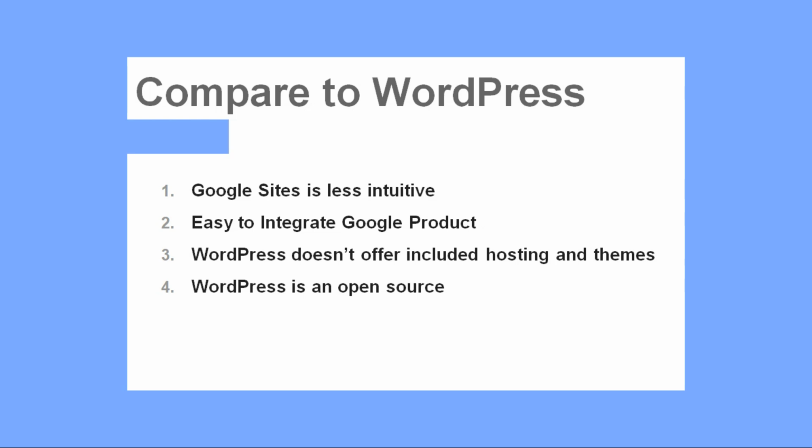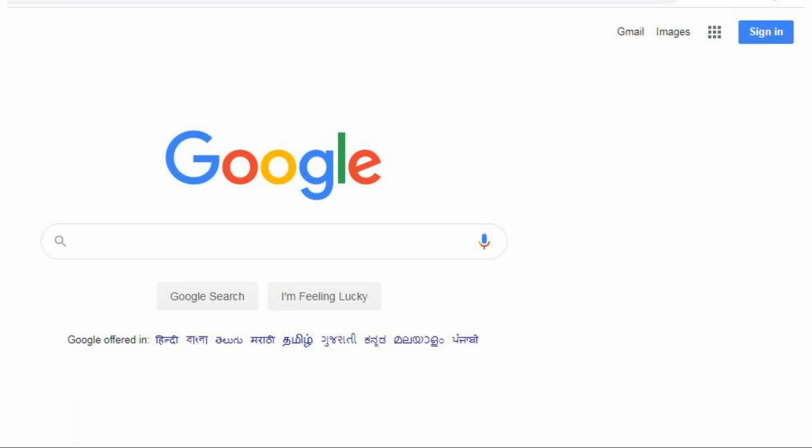Last, WordPress is an open source content management system, which means it has a potentially huge set of features. WordPress is highly extensible. You can add various plugins to get the desired functionality. So, without wasting much time, let's start from the beginning.